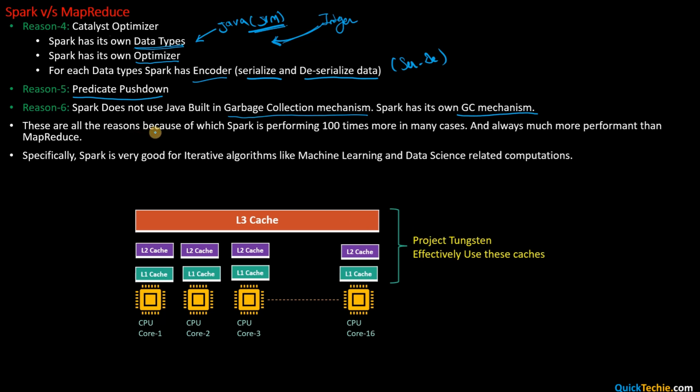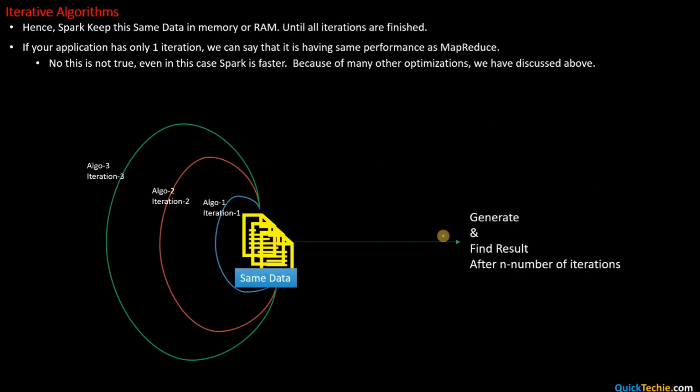These are all the reasons Spark performs 100 times better in many cases compared to MapReduce, and is always much more performant than MapReduce. Spark is especially good for iterative algorithms, machine learning, and data science related computation, and one field I missed is data engineering, which is also required heavily. So that is also being used.